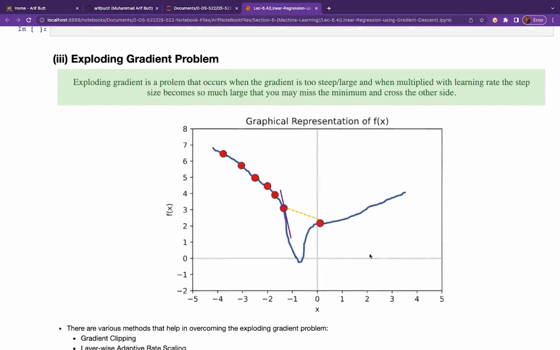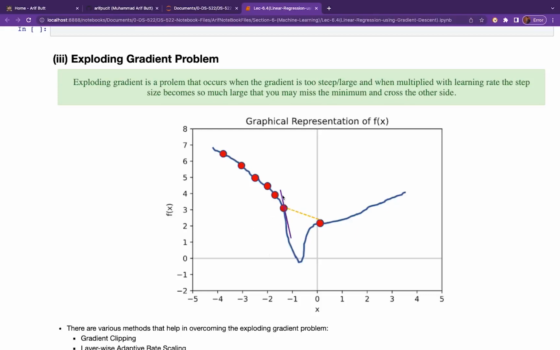Well, the third problem is the exploding gradient problem, which is almost the opposite of vanishing gradient. Exploding gradient is a problem that occurs when the gradient or slope is too steep, and when multiplied with the learning rate, the step size is large enough that we may miss the minimum. This is shown in this one-dimensional function graphically.